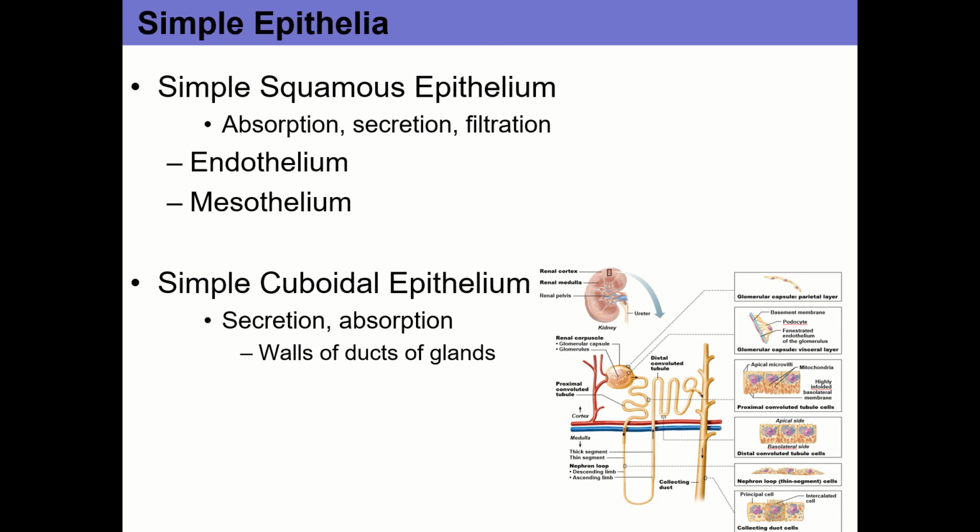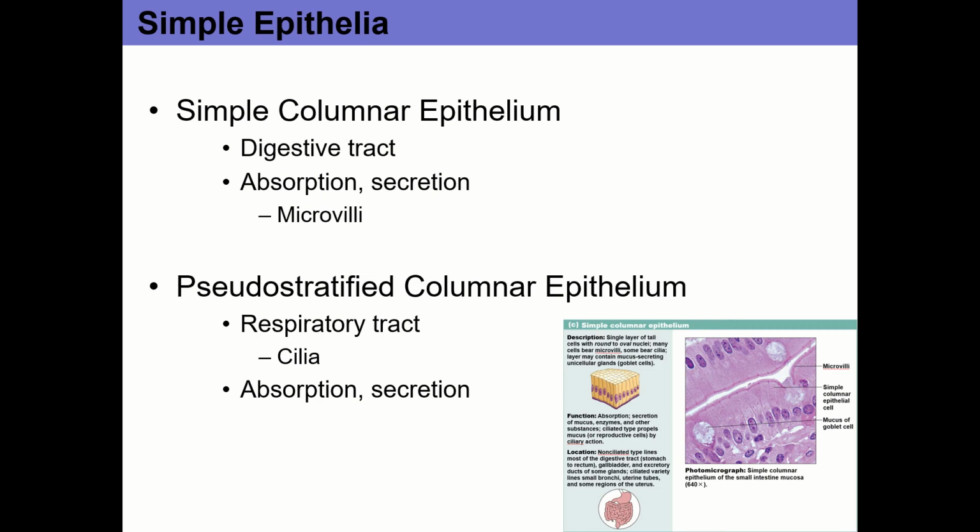So simple cuboidal then, like I said, we're going to talk about it primarily in the kidneys. It does also line the walls of certain kinds of glands and also the ducts of certain kinds of glands. All right, and then simple columnar. So remember, columnar cells are shaped like a column. We're going to talk about those primarily in the digestive tract.